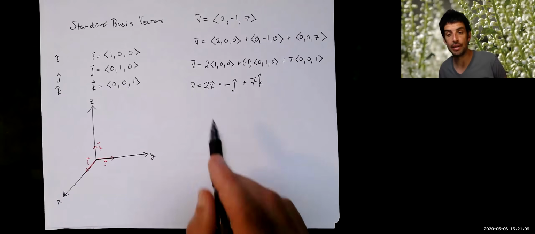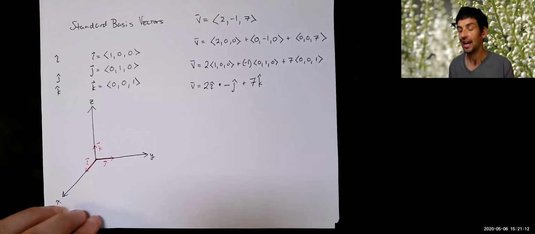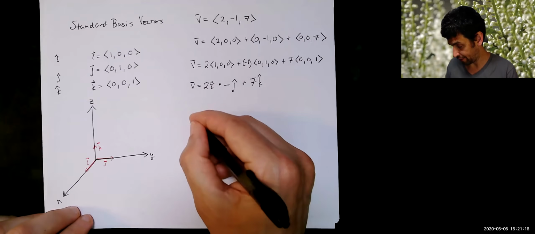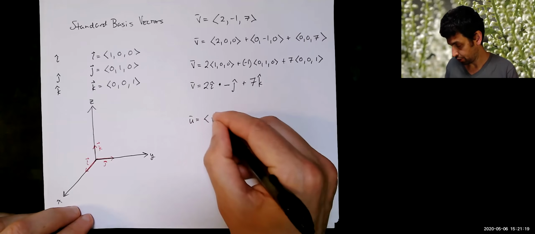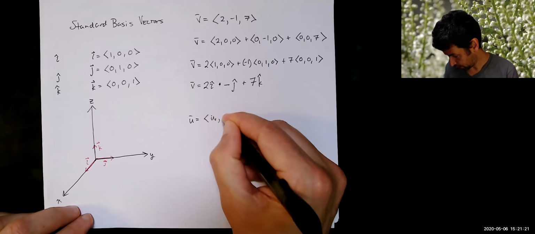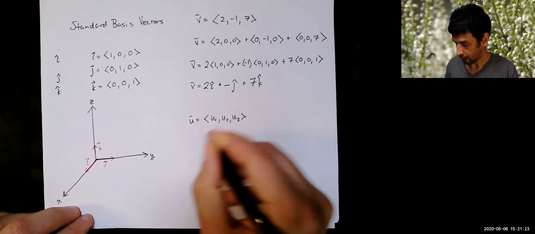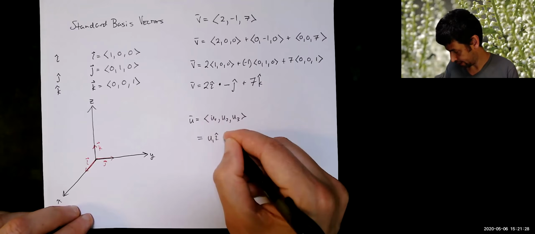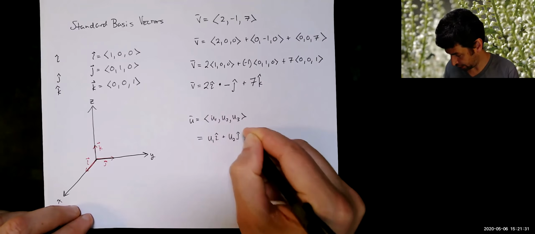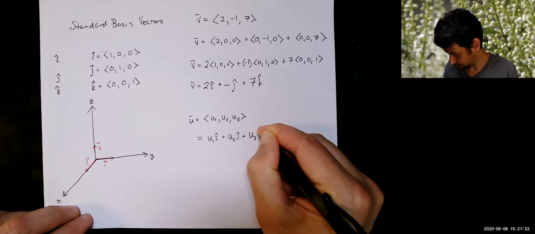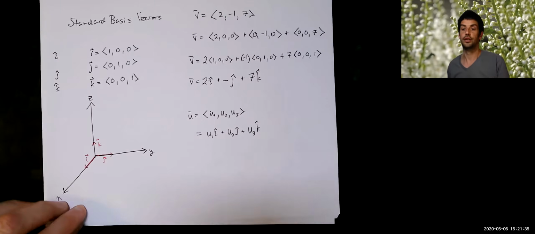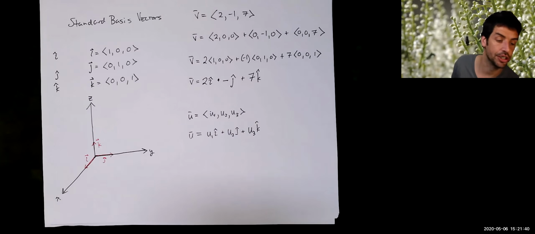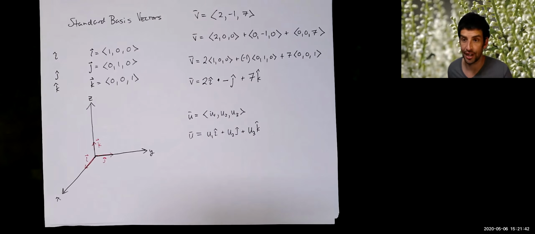So I can write the vector v as a combination of these. Sometimes we say as a linear combination of the basis vectors, right? And this is true for every single vector. More generally, if I have the vector u equals u1, u2, u3, I can write it as u1 I hat plus u2 J hat plus u3 K hat, right? So we can write any vector as a combination of these standard basis vectors.